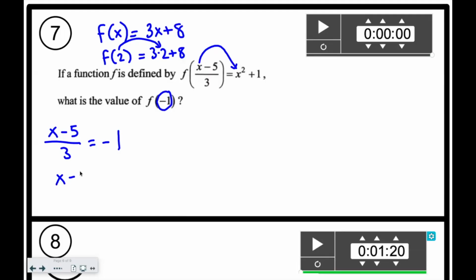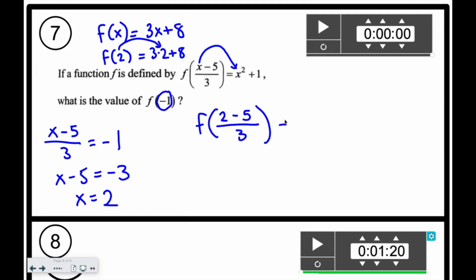So I get x minus 5. I can multiply the 3 over. And then if I add 5 to both sides, I get x equals 2. So the value x equals 2 is what we're going to use, and I'll show you again why this works. If I replace x with 2, whatever I plug in for x is what goes into the function.